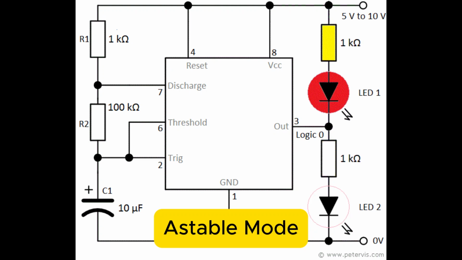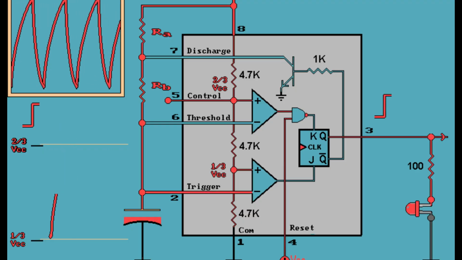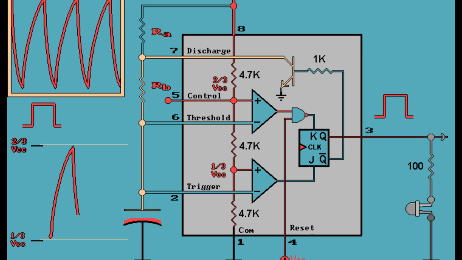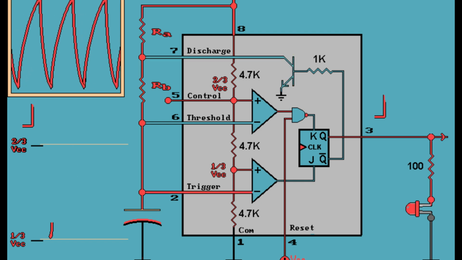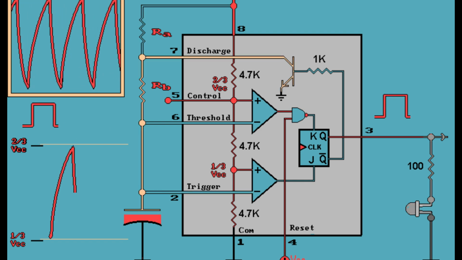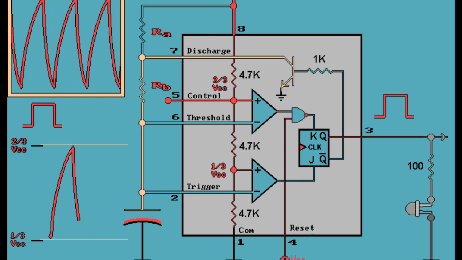Now, let's move on to astable mode. Unlike monostable mode, the 555 timer in astable mode operates as an oscillator, continuously switching between high and low output states. Basic operation. In this mode, the 555 timer has no stable state. It continually oscillates, creating a square wave output. The times the output remains high and low are determined by two resistors and one capacitor.